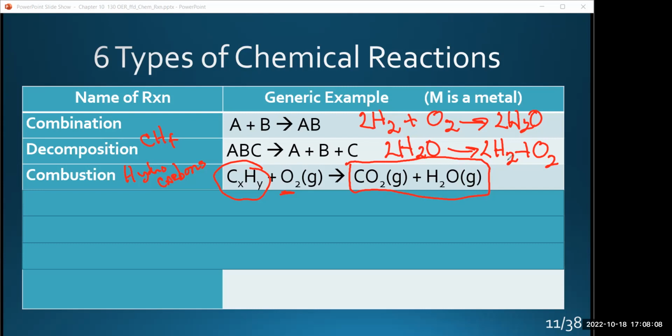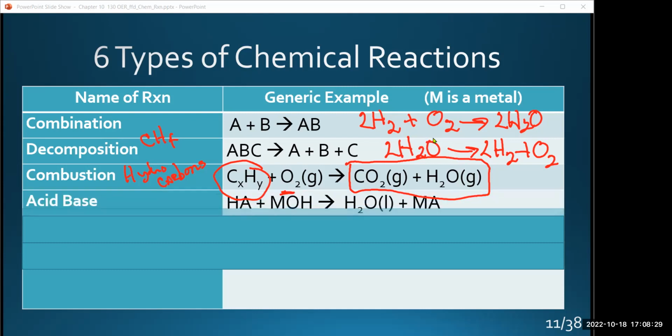Okay, that's a reactant. With respect to combination and decomposition, as far as balancing them, basically it's a trial and error technique for those two types of reactions. For combustion, we have specific steps that you can follow, which we're going to do some examples of.